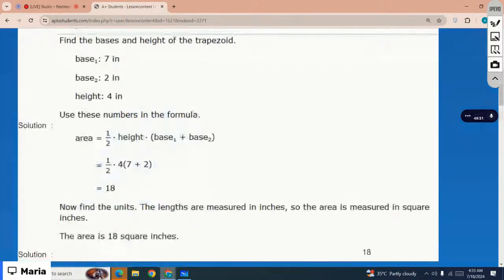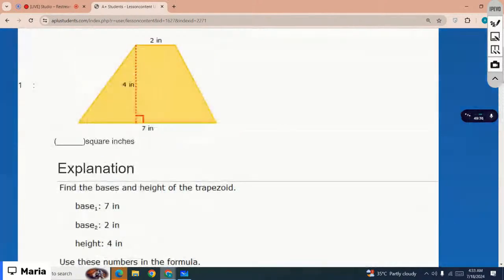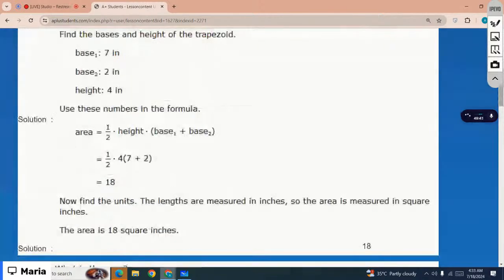Okay, so the trapezoid has two bases, right? This is base 2 inch. This one is a base, and this one is a base, right? So the trapezoid has two bases. You have to use the formula that is half times height times the sum of the bases, right?